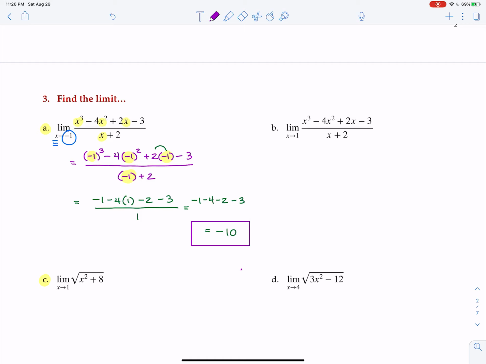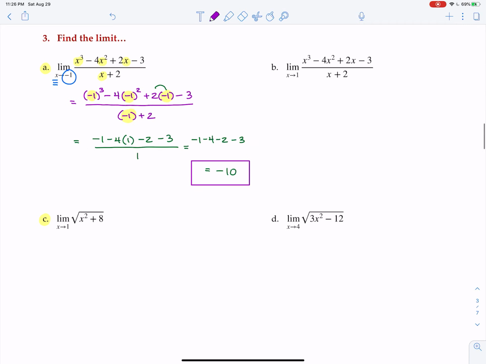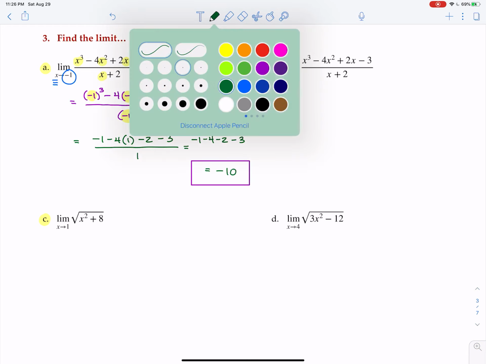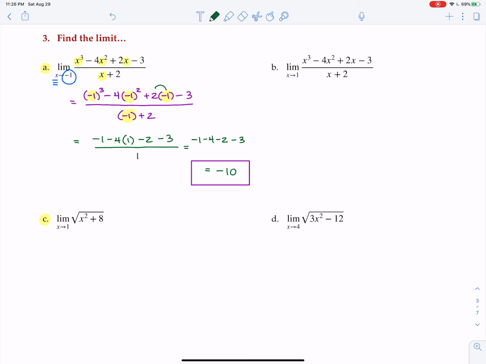Sometimes radical expressions pop up just like rationals do. And as long as your x value or your limit value that you're plugging in doesn't break the radical, we can do the exact same thing. So maybe you could even pause the video right now and try letter C before I go over it. Go ahead. Like seriously, pause it. Like right now. Go ahead. I'll wait.